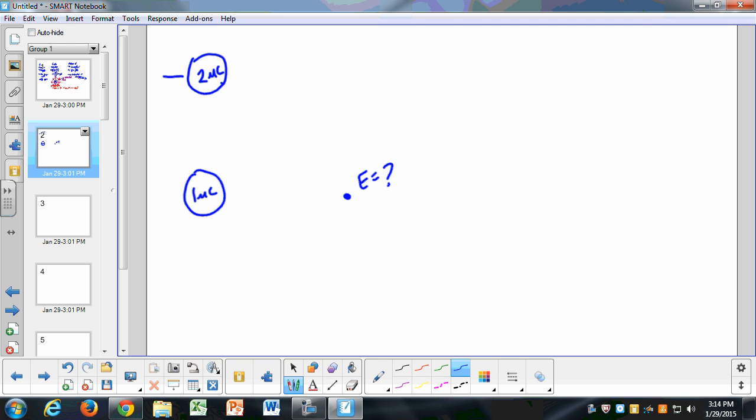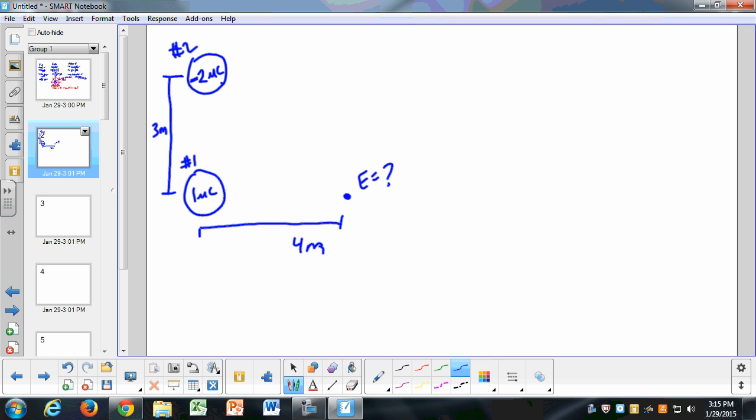I'll need to give you some distances. Let's see, I'll just call this 3 meters. I'll call this 4 meters. And I want to know the electric field. All right, I'll call this charge number 1 and this charge number 2. Okay, so in order to do this, actually let's make one of these negative. I'm going to make this 2 microcoulomb charge a negative 2 microcoulomb charge.